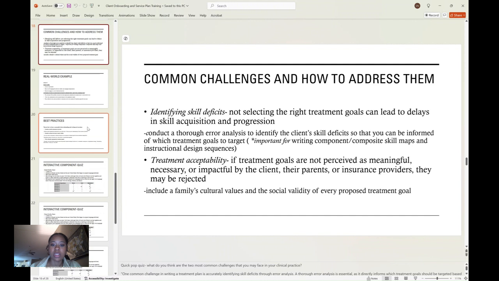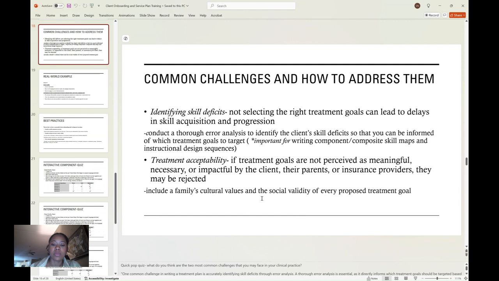So for identifying skill deficits, if you don't select the right assessment tools to be able to identify skill deficits, you may be targeting a skill that is not necessary to target. Maybe the client already has that skill, or maybe they're missing the component skills that are required for the skill that you're trying to target with a treatment goal.